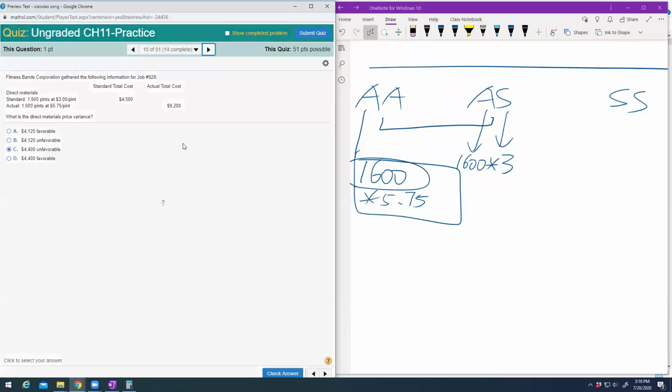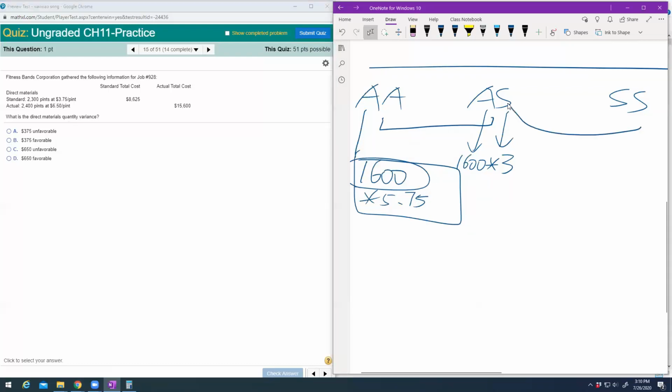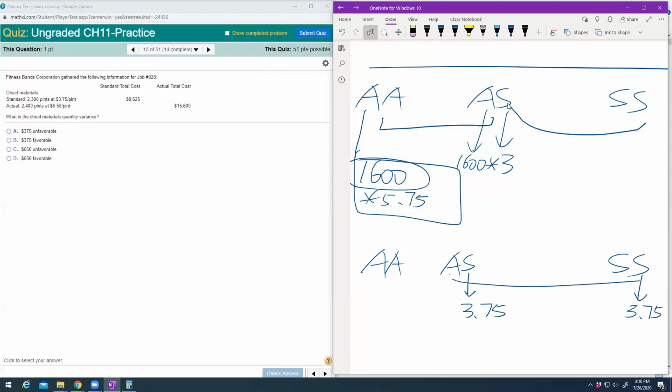Okay. Next one. Asking about the quantity variance. So let's do it one more time with the quantity variance. We said it's actual and the standard. We focus on the quantity. We said the standard price is 3.75. Do me a favor, when you put 3.75 there, put 3.75 here. And then actual quantity is we used 2,400 pints. But standard said we should use 2,300, right? This one told you directly. So you thought you should use 2,300, but actually you used 2,400.